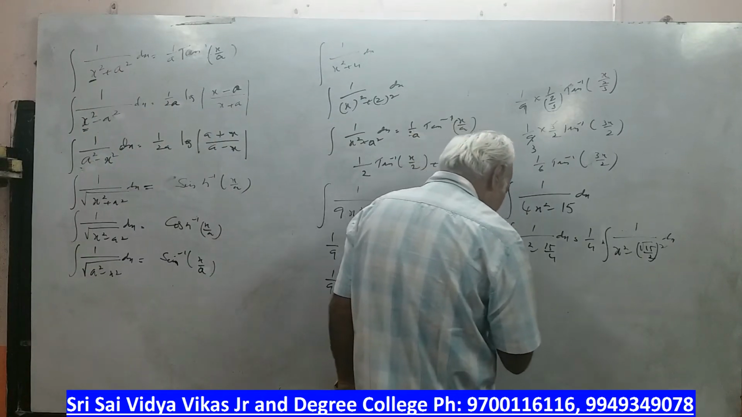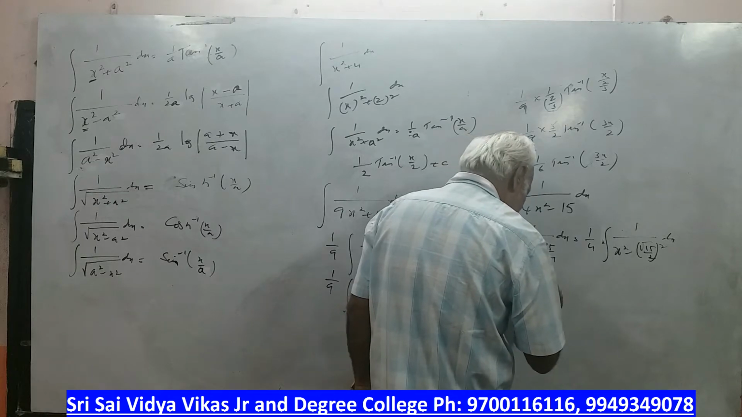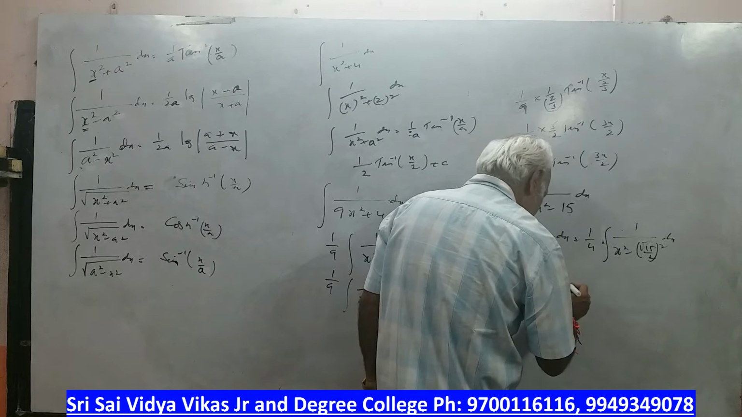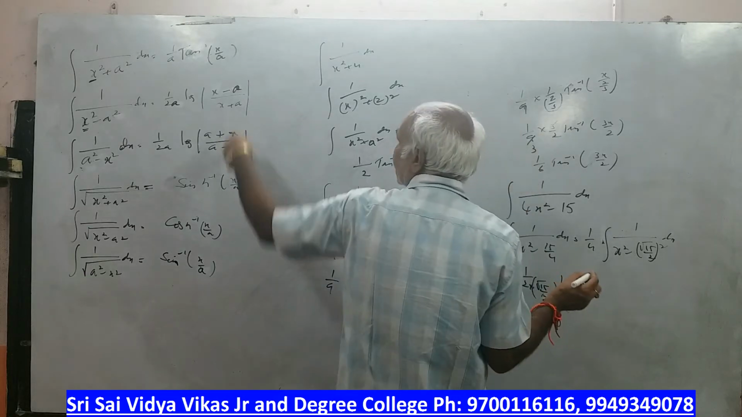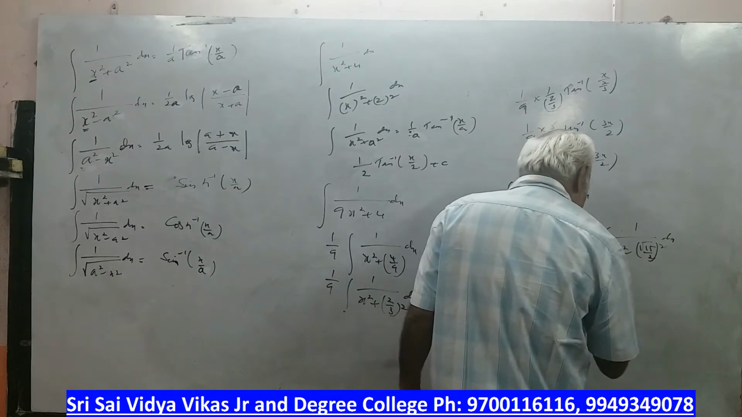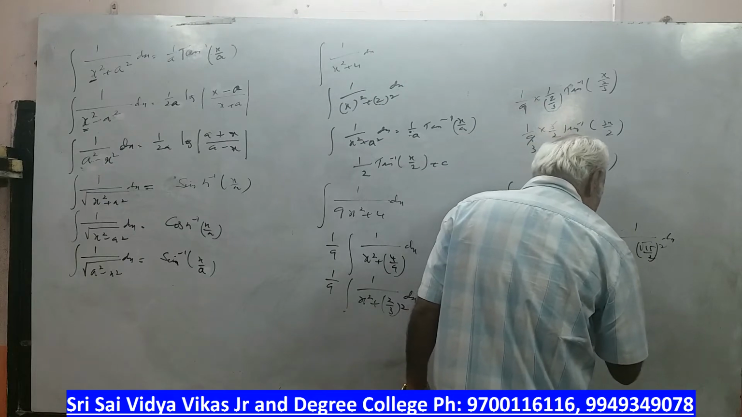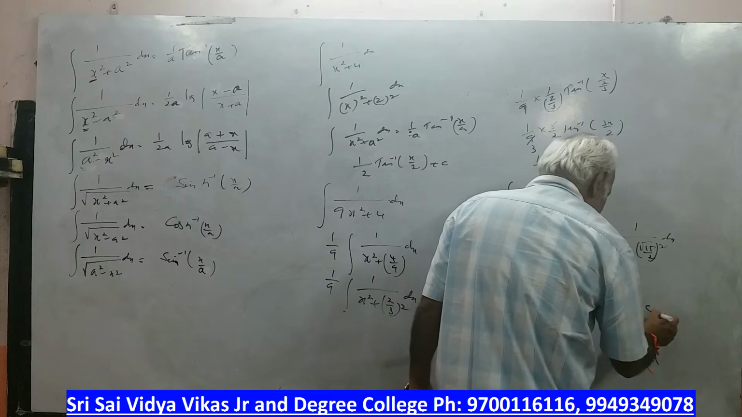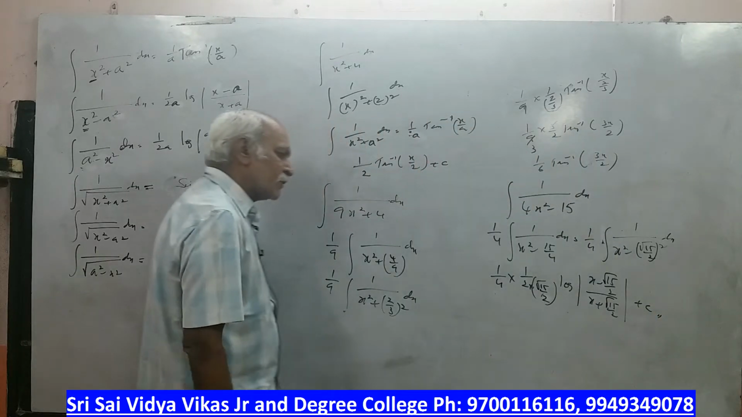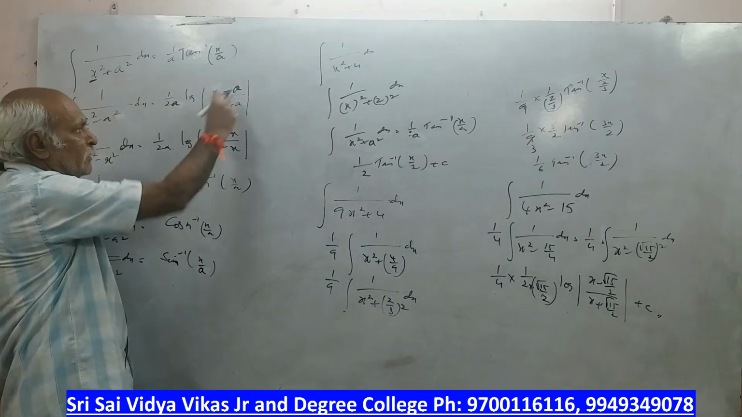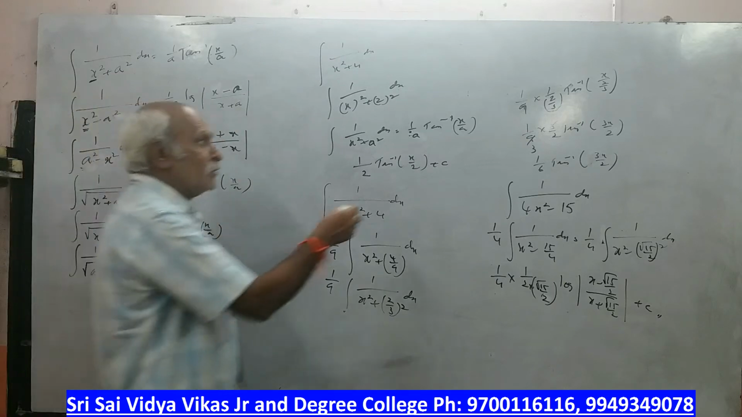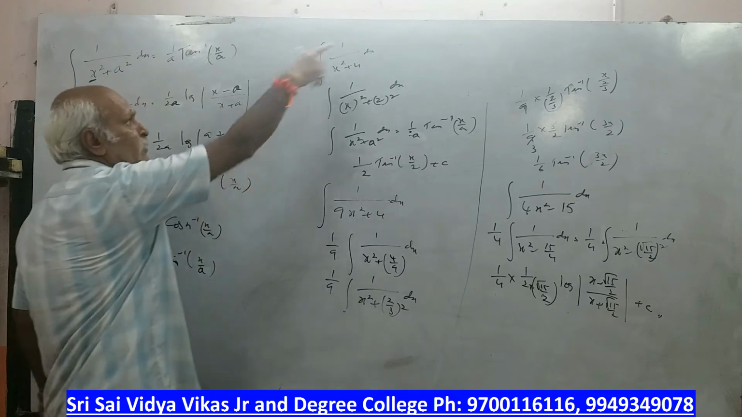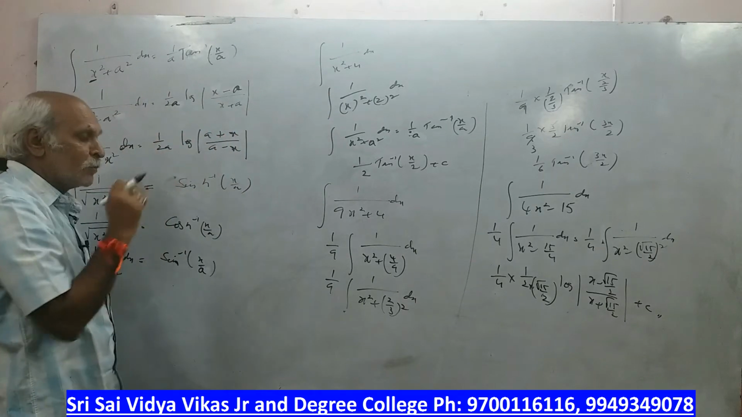So what will happen? 1 by 2a log of x minus a by x plus a plus c. Okay, so x minus a by x plus a means we have to convert into standards. So these are direct. Same problems with the root is there. For example, if you put a root, then we have to apply this set of formulas. Please note down.